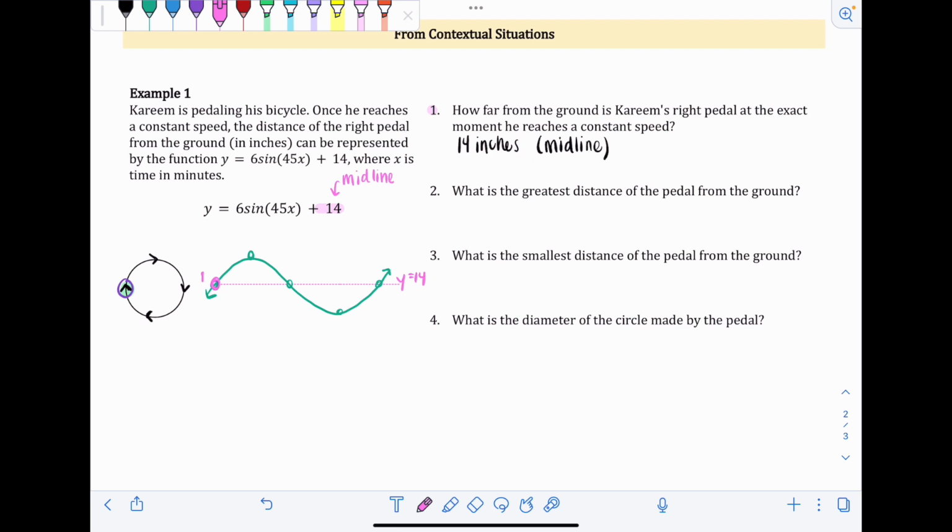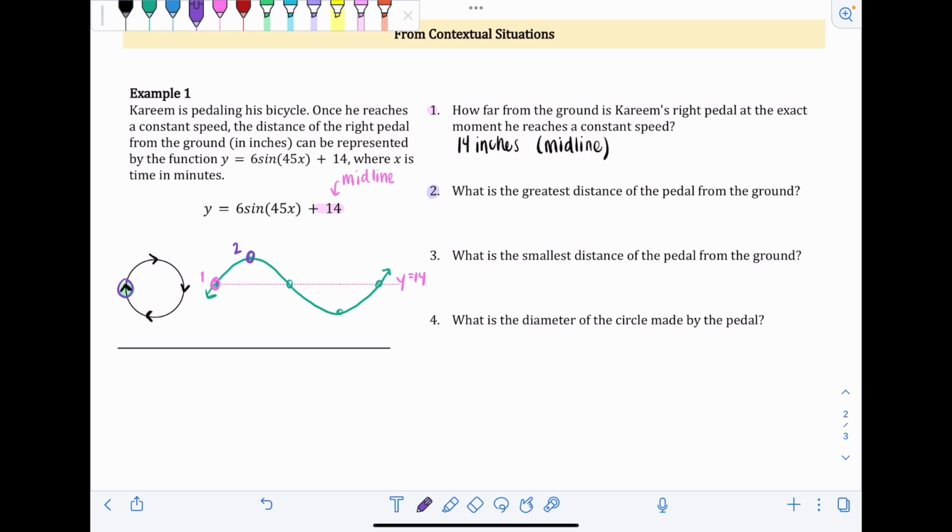And then number 2, it says, what is the greatest distance of the pedal from the ground? So you have to picture that the ground is down here underneath the pedal that he's moving around in a circle, because you don't want the pedal to hit the ground. So if we're looking for the greatest distance of the pedal from the ground, we're looking for the highest point on the graph, which is right there. So this is the point that we need for number 2.